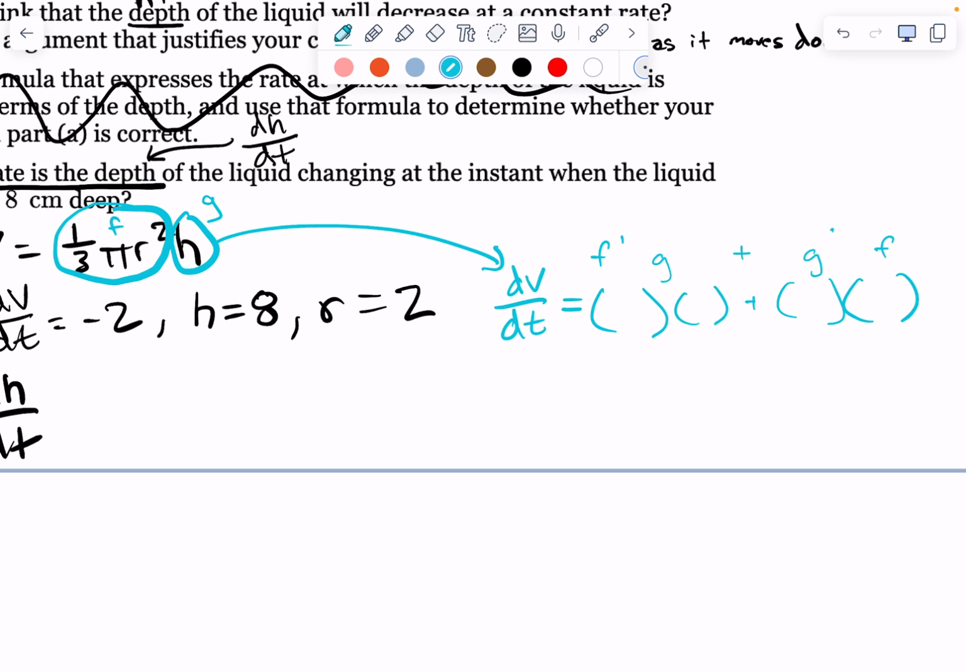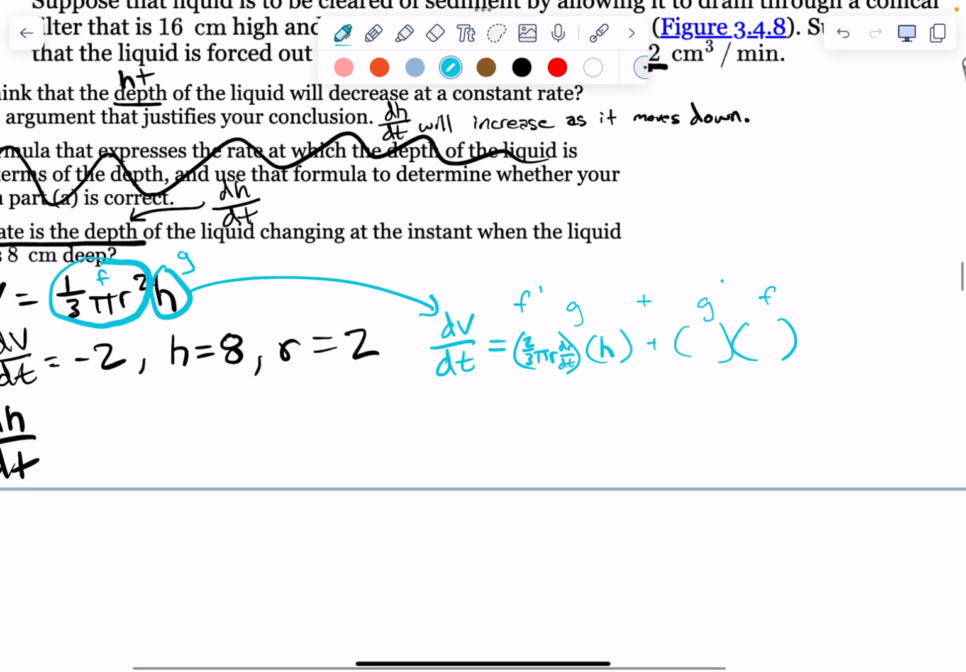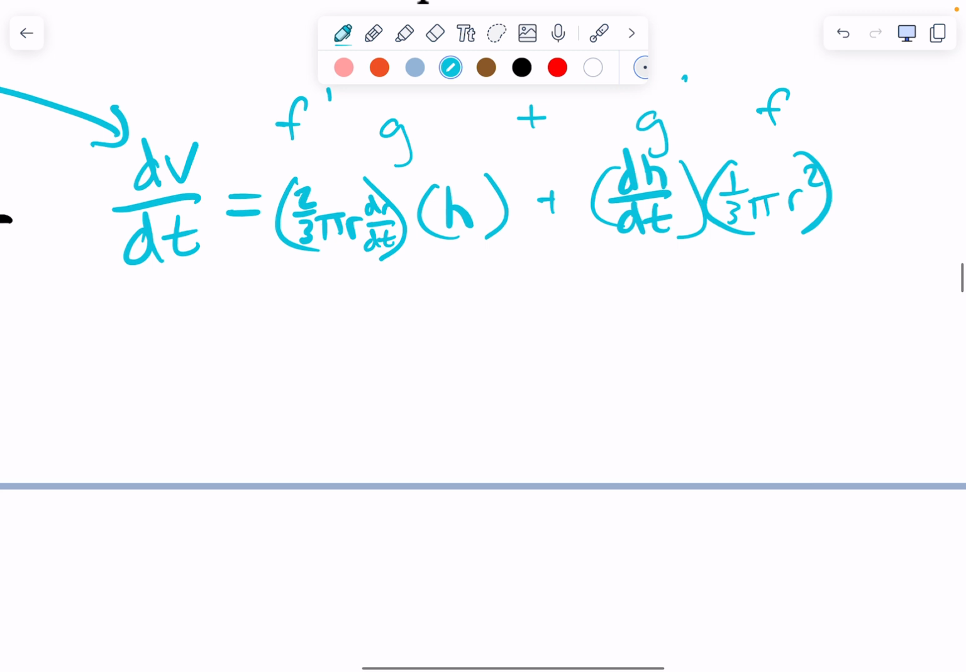If that whole thing is f, what's f prime going to be? Drop the 2 down. 2/3 pi r dr dt, right? Times g, which is just h. Perfect. G prime, what's the derivative of h? dh dt. And then f is just that whole thing, 1/3 pi r squared. This is slightly unpleasant, but we'll make do.